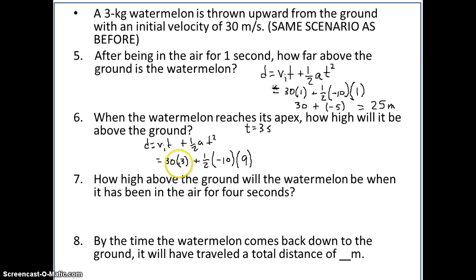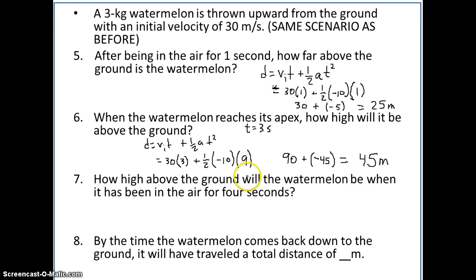You do all this math here. 30 times 3, 90. Plus 1/2 times negative 10 times 9: 9 times negative 10 is negative 90, times 1/2 is negative 45. We're just plugging numbers in. 90 plus negative 45, 45. So what does that mean? When you throw a watermelon up off the ground at 30 meters per second, when it reaches its apex 3 seconds later, it's going to be 45 meters off the ground. No human alive could even get close.